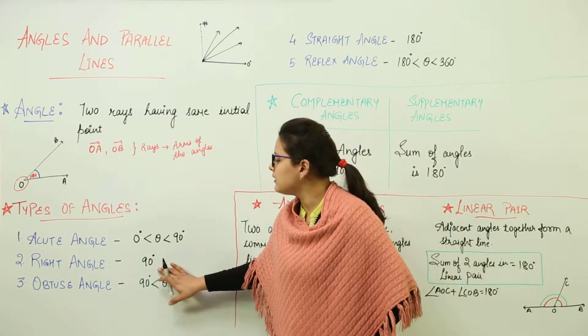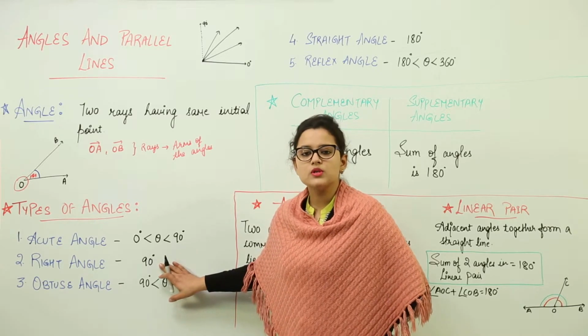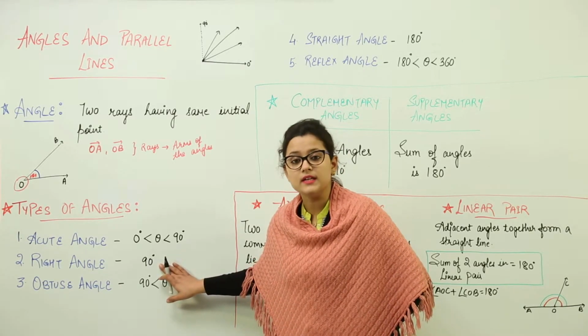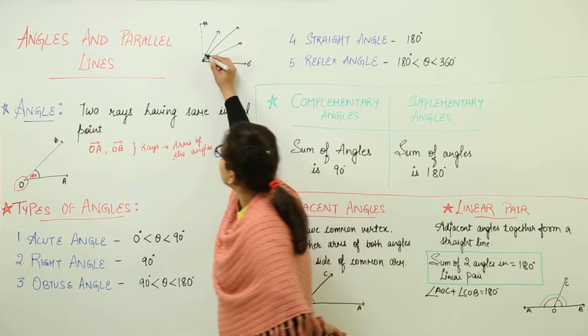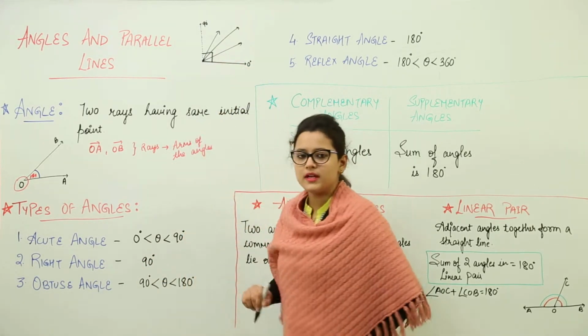Next is the right angle. Angles which have the measurement of exactly 90 degrees are known as right angles. As we know, this forms the right angle, right?